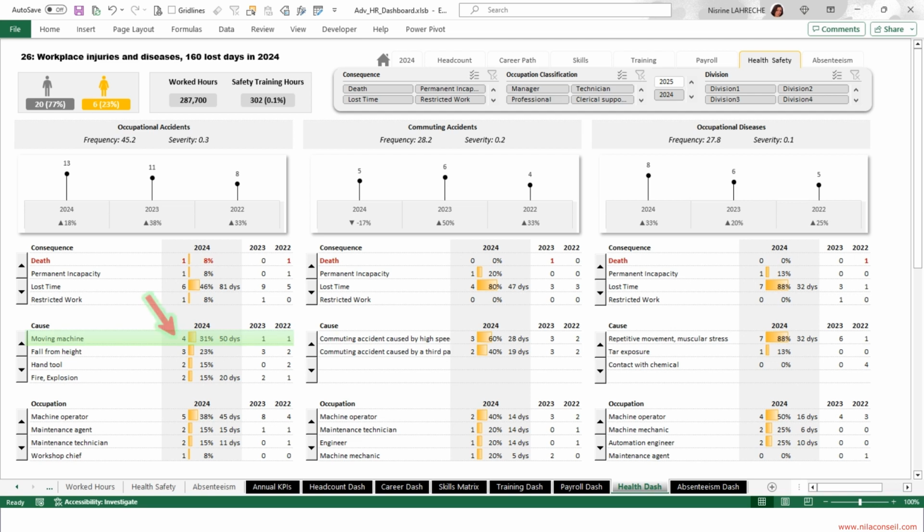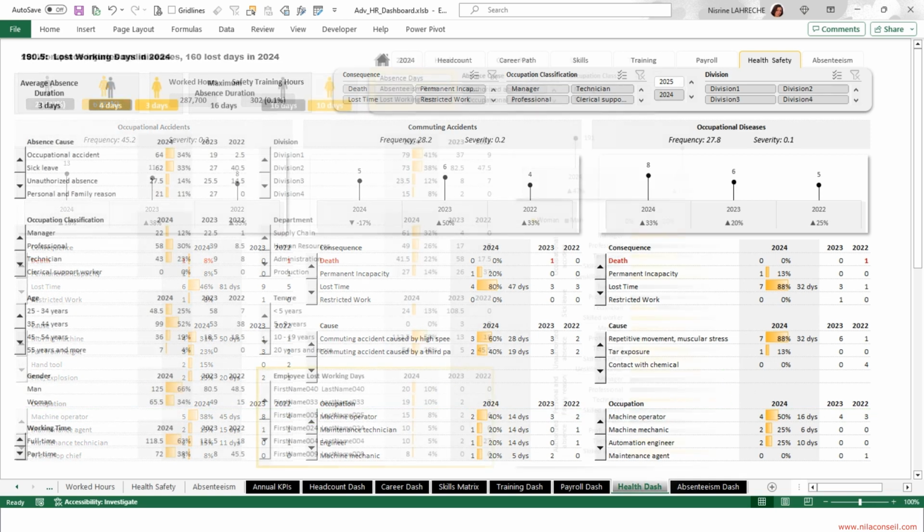Moving machines are the leading cause of workplace accidents in the company. 60% of commuting accidents are caused by excessive speed. Repetitive movements caused occupational diseases that required 32 days of sick leave. Machine operators are the most exposed employees to risk in the workplaces.